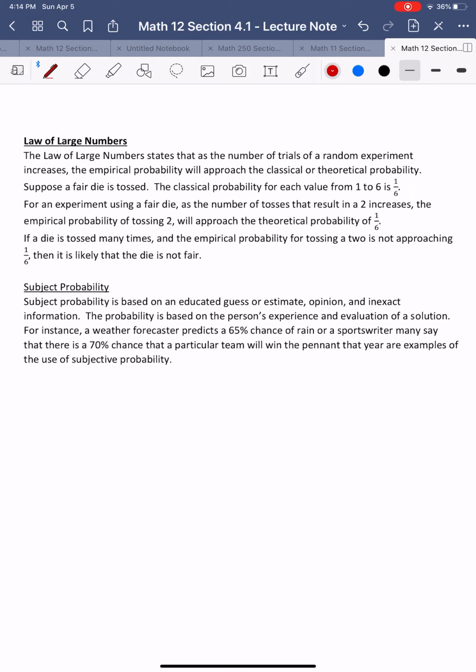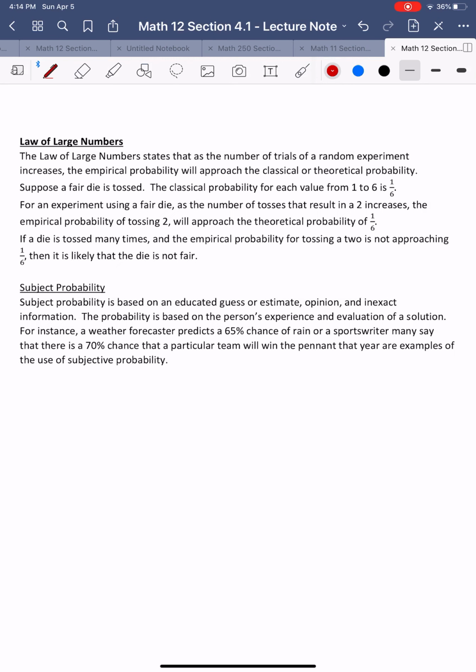All right, so the law of large numbers. If the number of trials increases, the empirical probability will approach the classical or theoretical probability. Suppose a fair die is tossed. The classical probability for each value from 1 to 6 is 1 over 6. For the real experiment using a fair die, as the number of tosses increases, the empirical probability of tossing a 2 will approach the theoretical probability of 1/6.